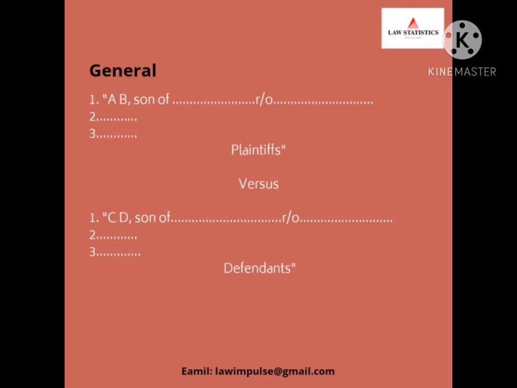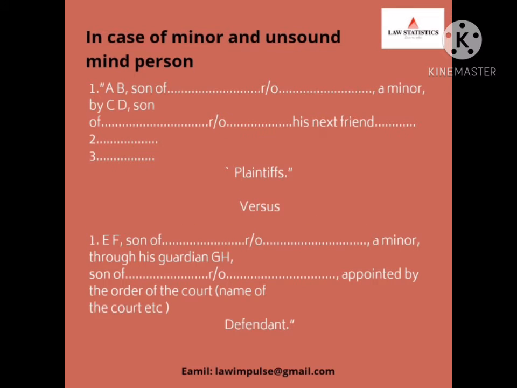If we talk about a general suit, it is as follows: that A, B, son of, then we write the names of the plaintiff, and secondly we have to write the names of the defendants. In case of a minor or a person of unsound mind, we have to write A, B, son of so-and-so, a minor by C, D, son of. Now we have to write the names of other plaintiffs too. Now we have to write versus, then the defendant's name particularly.